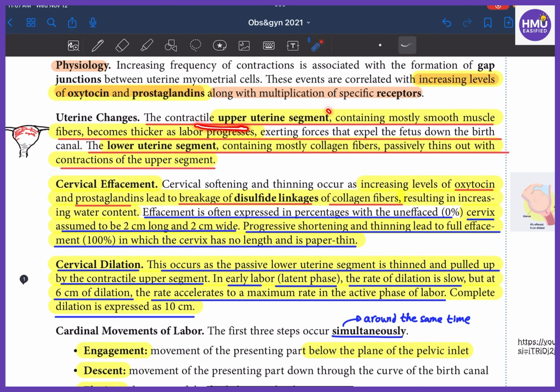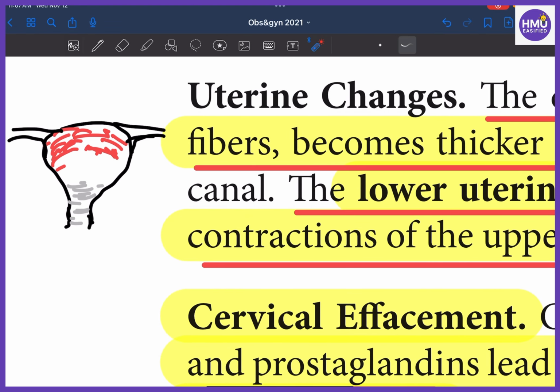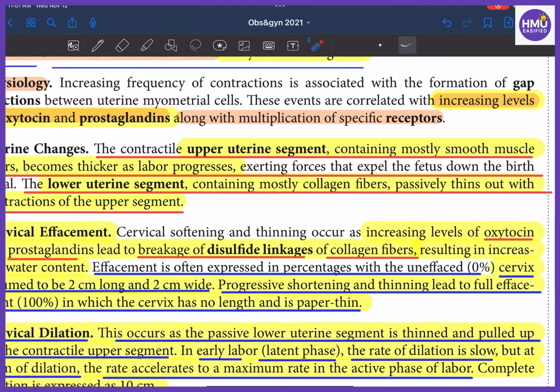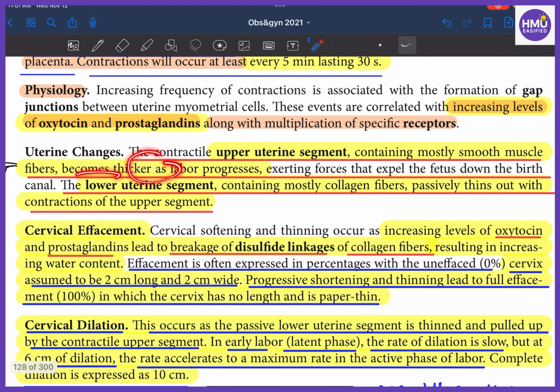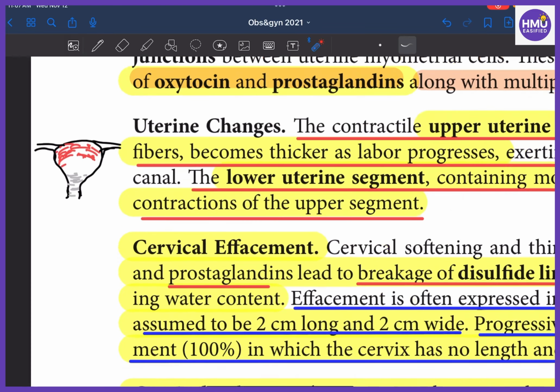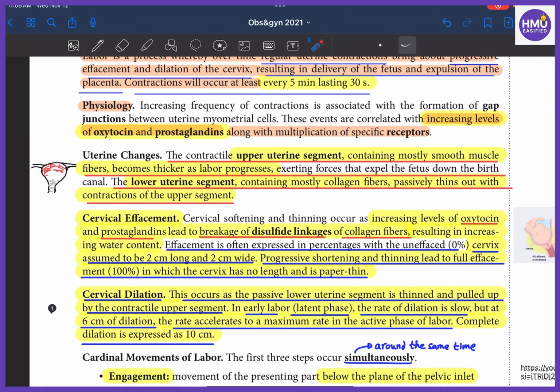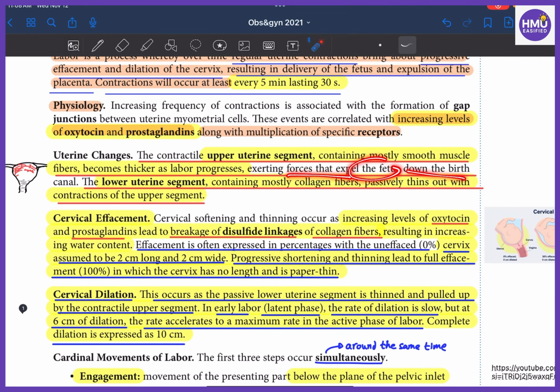The contractile upper uterine segment. So this is the uterus, and we look at the upper part. What happens in the upper part? Containing mostly smooth muscle fibers, it becomes thicker as labor progresses. So we have smooth muscle fibers here and they become thicker, so they push the baby down. Okay? And what else do we have? Exerting forces that expel the fetus down the birth canal.